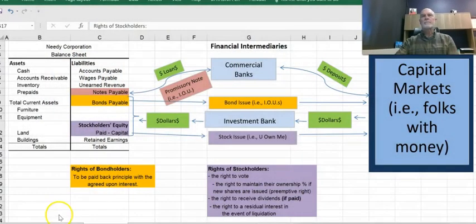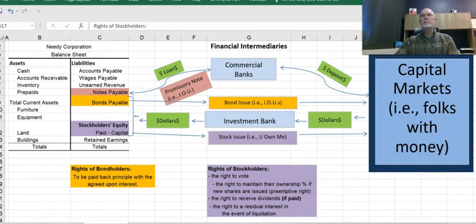Okay, hello everybody. In this video, I want to give you a brief introduction to capital markets and what it means to go to the capital markets to issue stock or to issue bonds, and some of the pros and cons of each of those decisions.